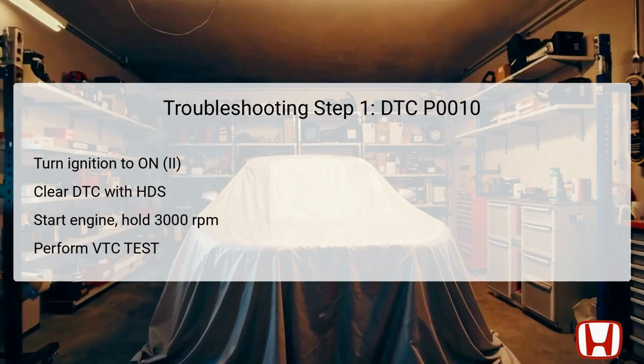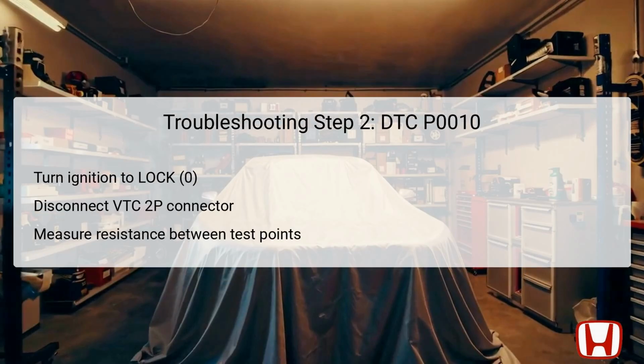Once the DTC is cleared, start the engine and maintain a steady speed of 3,000 RPM without any load for a few minutes, until the radiator fan activates. After this, perform the VTC test in the HDS's inspection menu. This test will assess the functionality of the VTC system and potentially confirm whether the DTC P0010 is indicated again. If it is, the failure persists, indicating that the subsequent steps should be taken for further investigation.